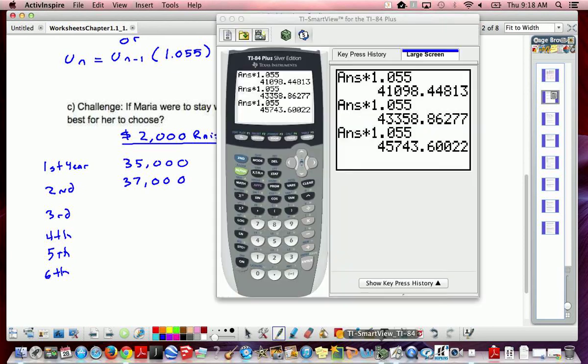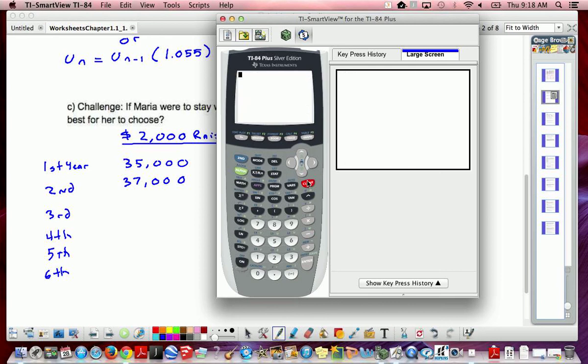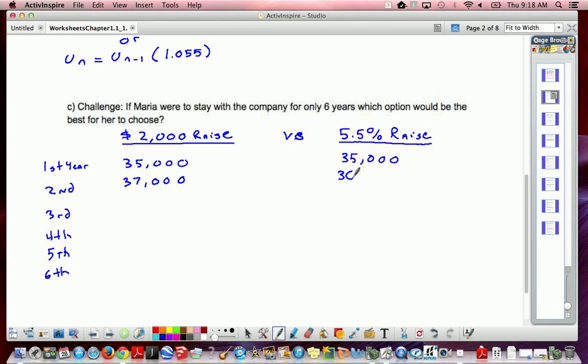Now just to show you, in this method that we did earlier, when we did 35,000 times 1.055, Maria was actually only getting paid $36,925. So right now, just after 2 years, the combined income would be better under the $2,000 raise. So it's going to be important to look at every single year. So this one again is easier to do since it's just adding 2,000. So I'm just going to take a minute and add 2,000 for each and every single year.